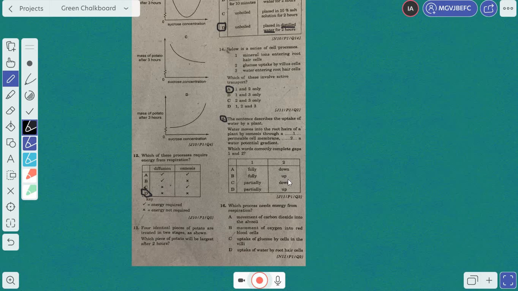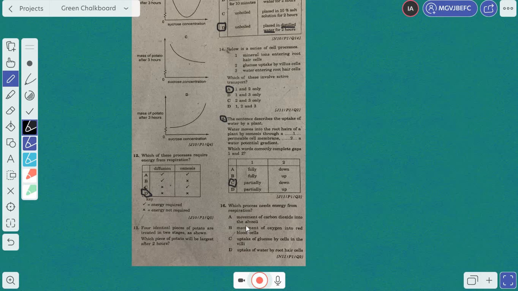It is down because water moves from a region of higher water potential to a region of lower water potential, or from an area where the number of water molecules is more to an area where the number of water molecules is less. Water potential gradient is the same as the concentration gradient, but the only difference is that water potential gradient is for liquids, water molecules. So it is A. No, sorry, C, yeah. Partially, right? So it is C. There we go.